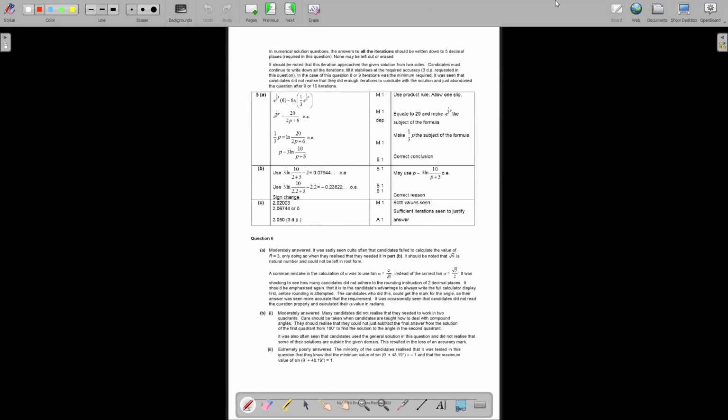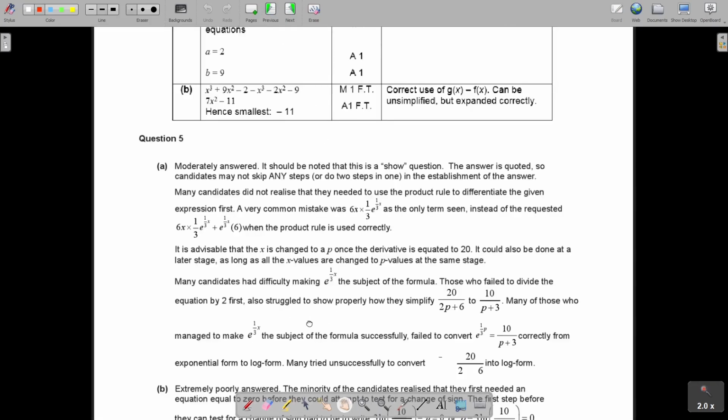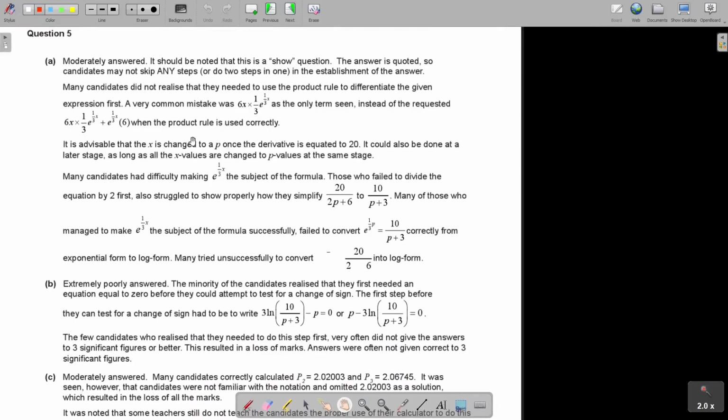That was question 5. I just want to go back to question 5. I should have stopped after A. Okay, so let's just go. Moderately answered. It should be noted that this is a show question. The answer is quoted, so candidates may not skip any steps or do two steps in one in the establishment of the answer. Many candidates did not realize that they needed to use the product rule to differentiate the given expression first. A very common mistake was to differentiate only one term, instead of doing the product rule.